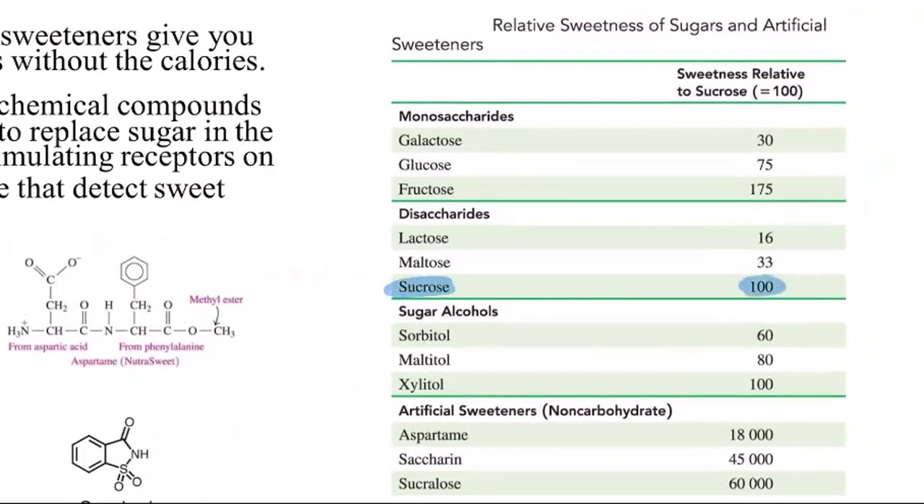And that was assigned a value of 100, okay? When we look at other monosaccharides, disaccharides, or sugar alcohols, let's notice just a few things. There's only one monosaccharide that is sweeter than table sugar. Let's put it in the chat. What is the monosaccharide that is sweeter than table sugar? Great job. Thank you, guys.